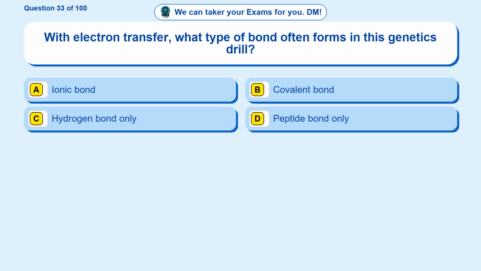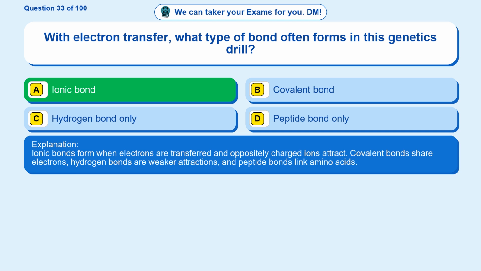Question 33. With electron transfer, what type of bond often forms in this genetics drill? Option A, ionic bond. Option B, covalent bond. Option C, hydrogen bond only. Option D, peptide bond only. The correct answer is option A, ionic bond. Ionic bonds form when electrons are transferred and oppositely charged ions attract. Covalent bonds share electrons, hydrogen bonds are weaker attractions, and peptide bonds link amino acids.